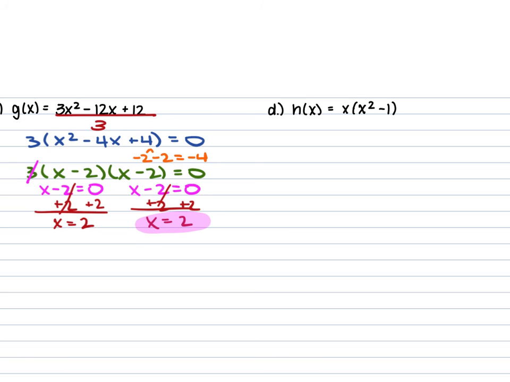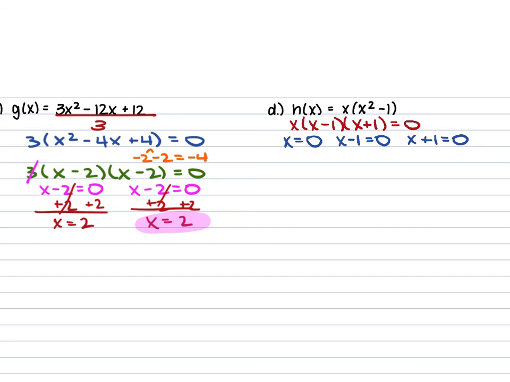For example D, we have h of x is equal to x times x squared minus 1. We do have to completely factor this. That x squared minus 1 is a difference of squares, so this becomes x times x minus 1 times x plus 1 is equal to 0. Set each part equal to 0. That x that's by itself, it has an x attached to it, it's a variable, set it equal to 0. That x minus 1 set equal to 0, and that x plus 1 set equal to 0.